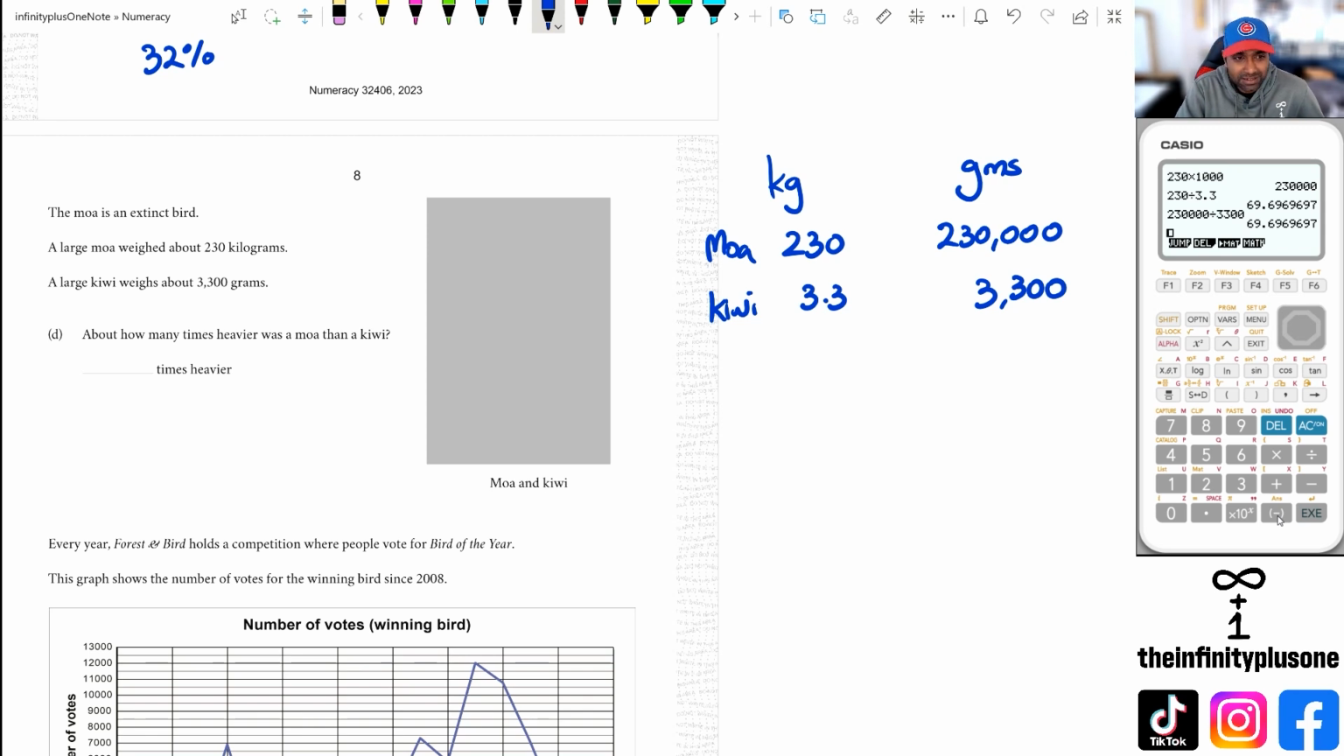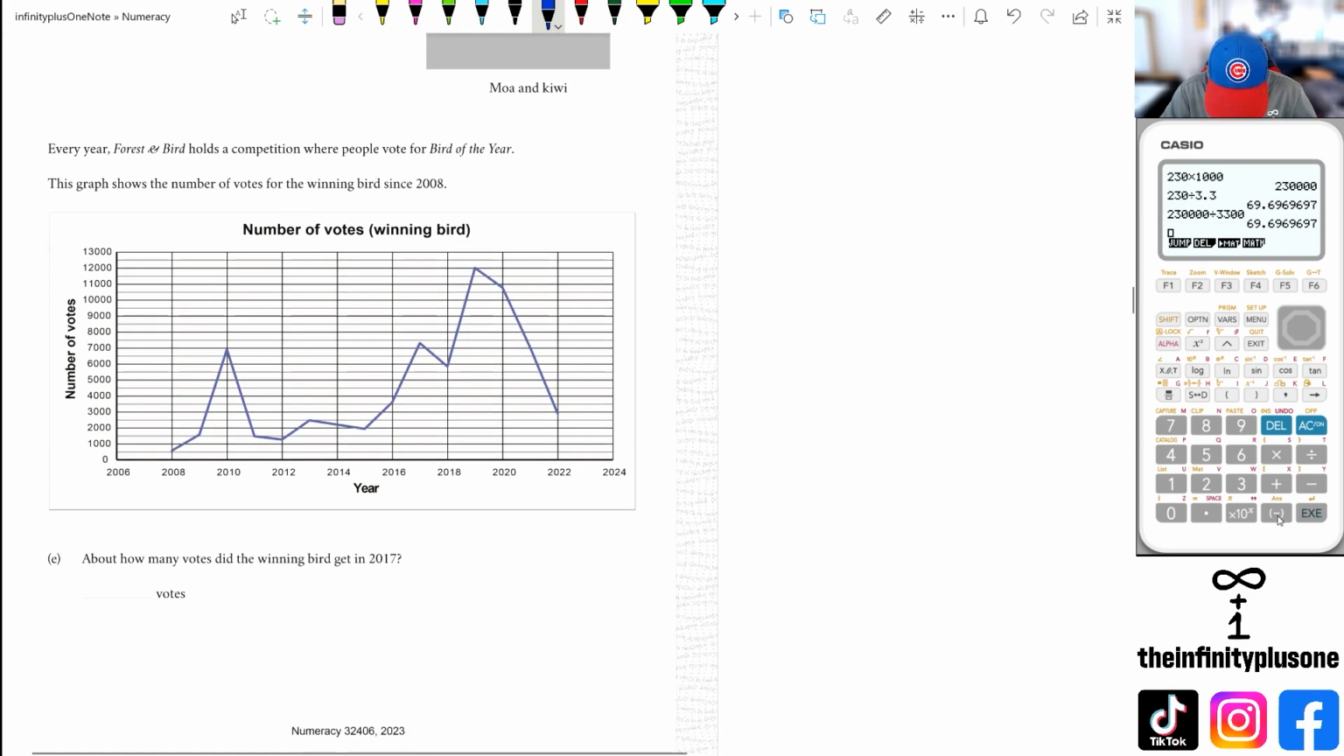Anywhere between 69 and 70. Now what I could actually just say, the answer schedule says 69 to 70 times heavier. And yeah, you could potentially do that as well, but I don't think you'd be pinged for writing it as 69 times heavier, or even 69.7 heavier. All right, so let's have a look at question E here.